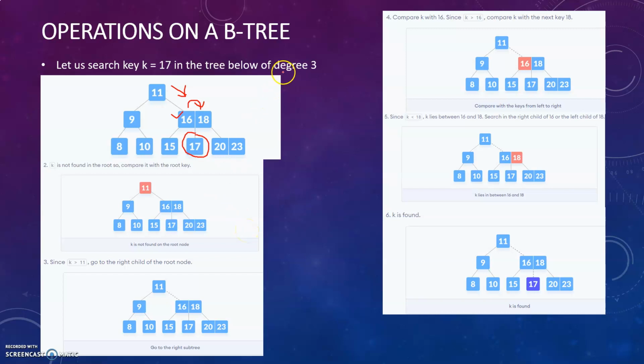Now this tree is of degree 3. Why? You can see at most 2 key values are there, and at most 3 children can be found. So here you can see how the process is done.